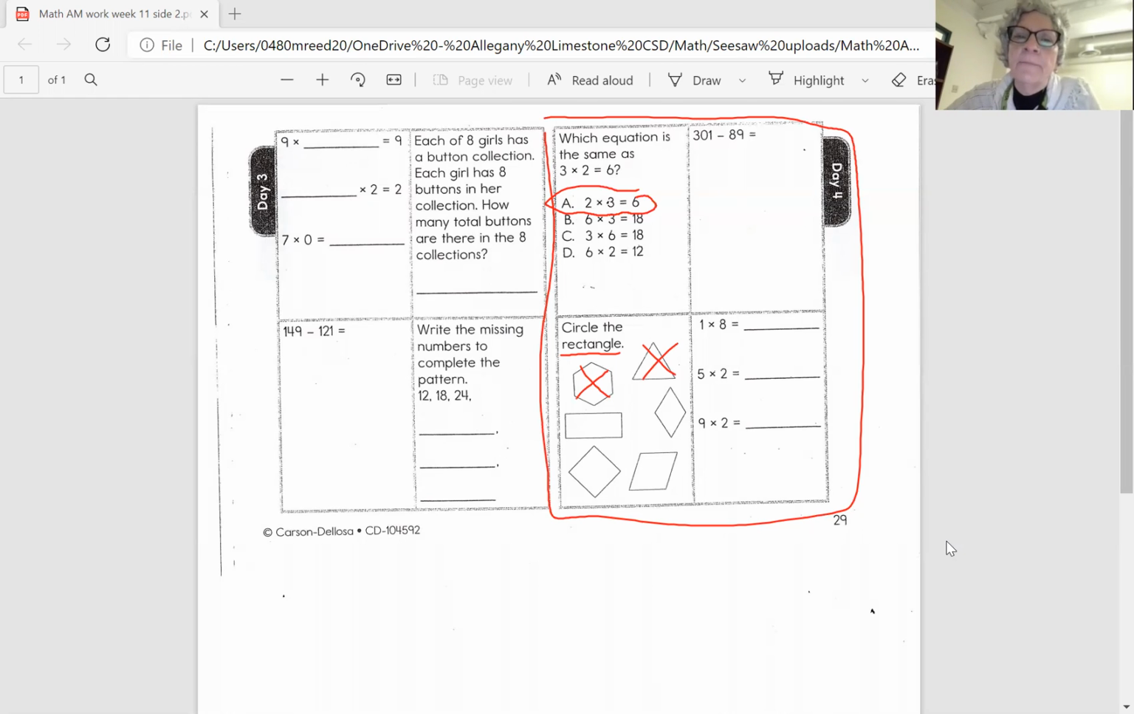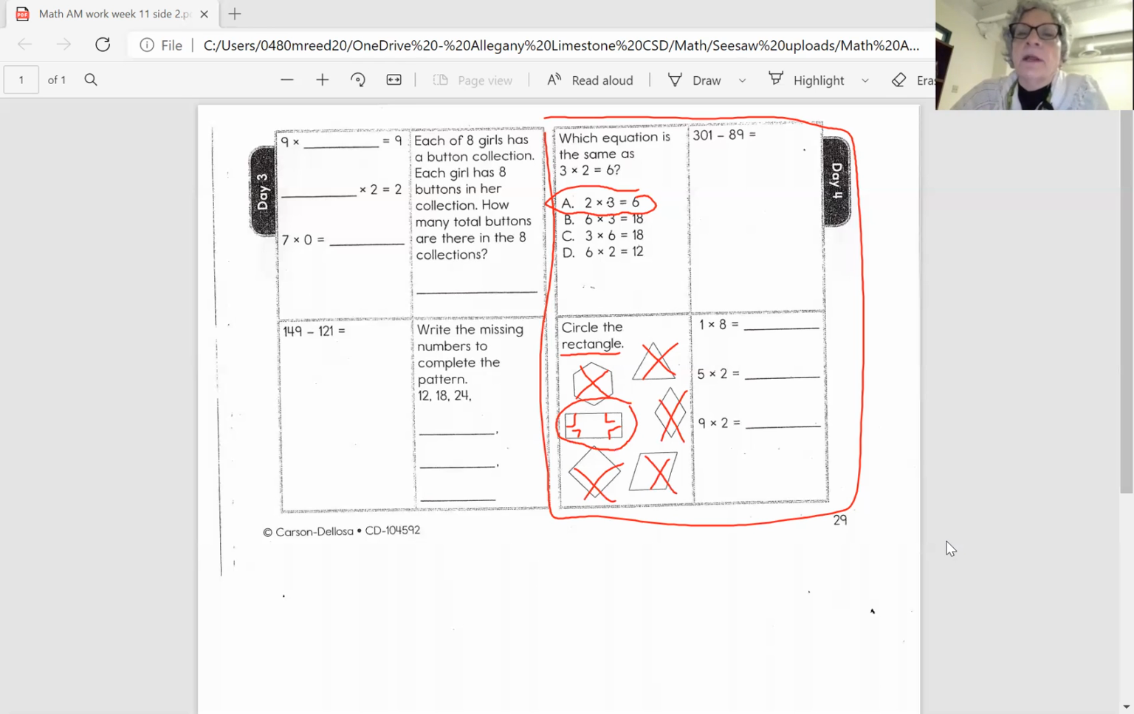There's another characteristic that all rectangles have. Rectangles have to have 4 square corners or right angles. So the only one of these shapes where you can draw a square corner in each one of their corners is this one. So the only one that's a rectangle is that shape right there. These, you don't have 4 right angles or square corners.